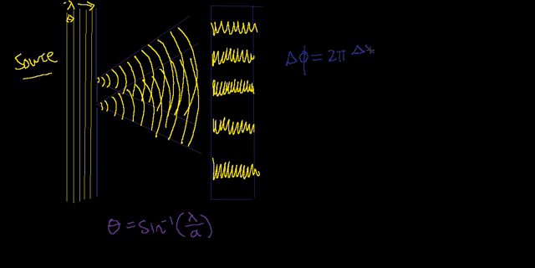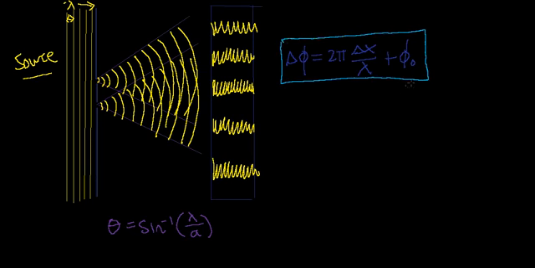2 pi times delta x over the wavelength plus our inherent phase difference. If you haven't seen this equation before, I suggest you watch some videos in the wave mechanics playlist. It will show you how this equation is derived and how it really works, but I'll go over it quickly here.